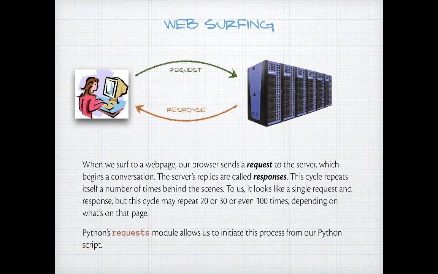So when we go to a page, what happens is our browser sends a request to the server. We think about this as typing in a URL and then maybe hitting return or clicking on a link. But what happens in the interwebs is that a request, a bit of data, is sent to the server, and that starts a conversation that has several cycles between us and the web server. The server's replies are called responses, and so there's this request-response cycle that we go through.